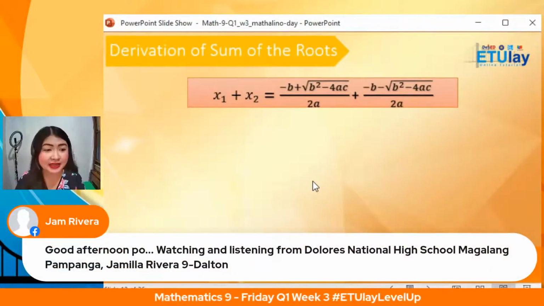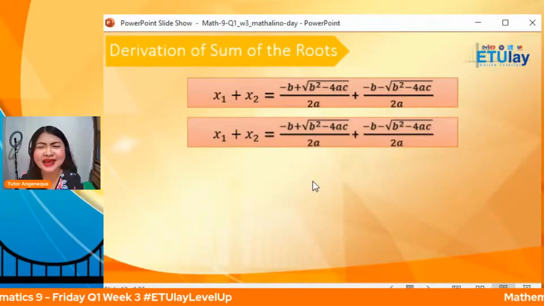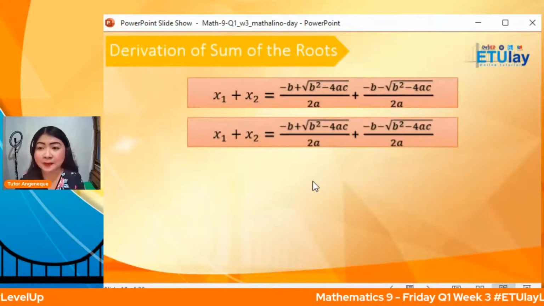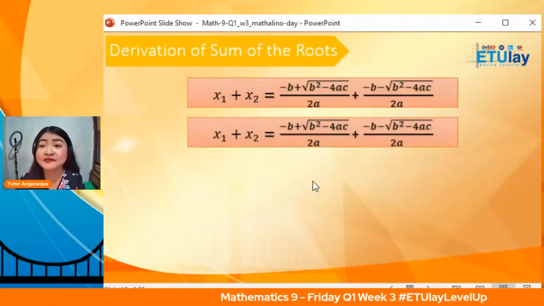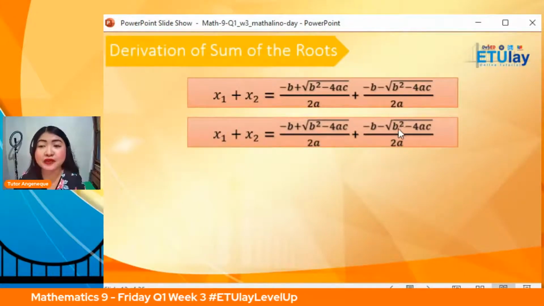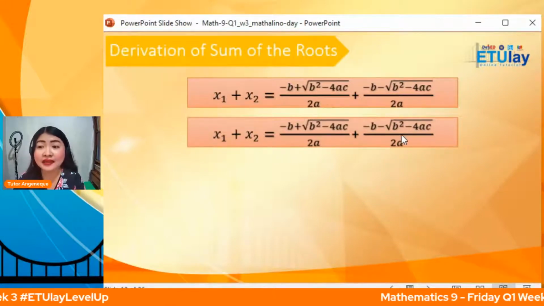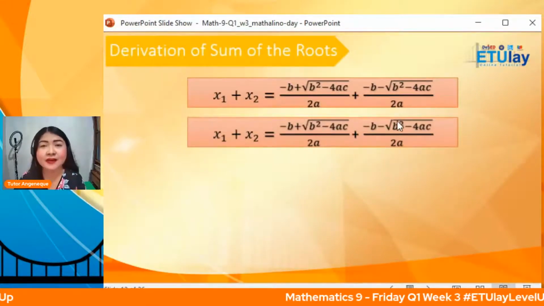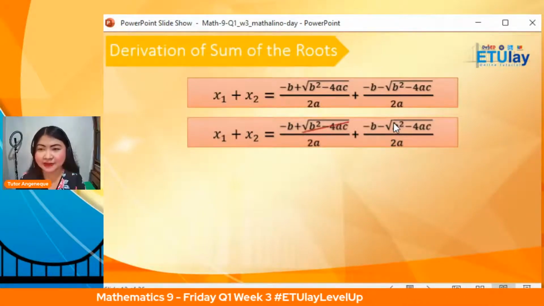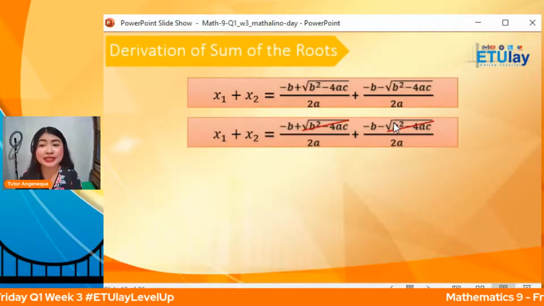So, if we add them, okay, may makakancel ba? Yes. Dahil parehas ang denominator, at napapansin nyo, meron tayong positive square root of b squared minus 4ac at meron tayo ditong negative square root of b squared minus 4ac, then the sum of the opposites is 0. Okay, or we can cancel them already. Tama? Ayan. So, ano na lang ang natitira?